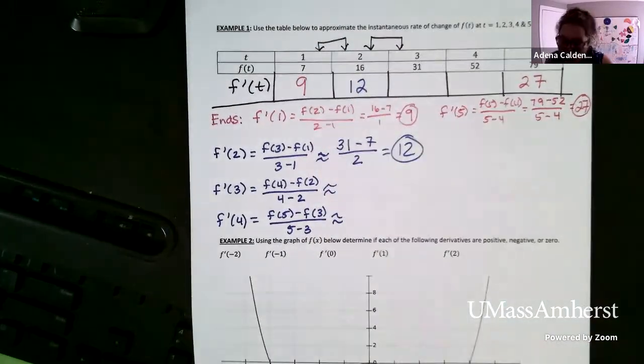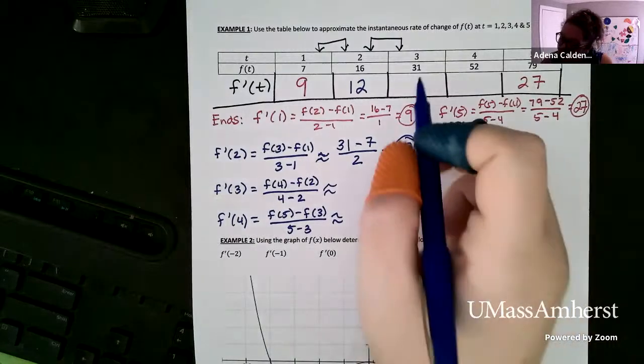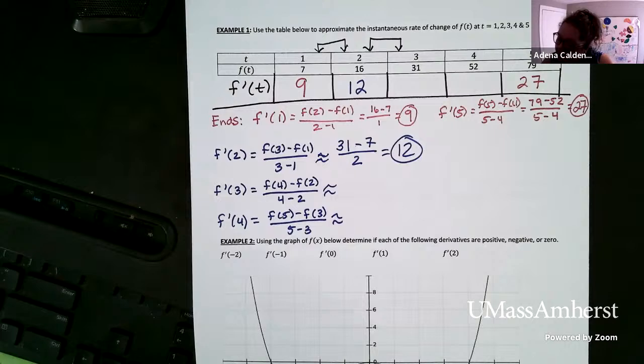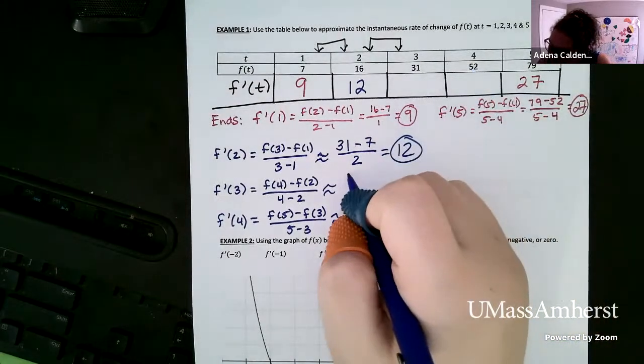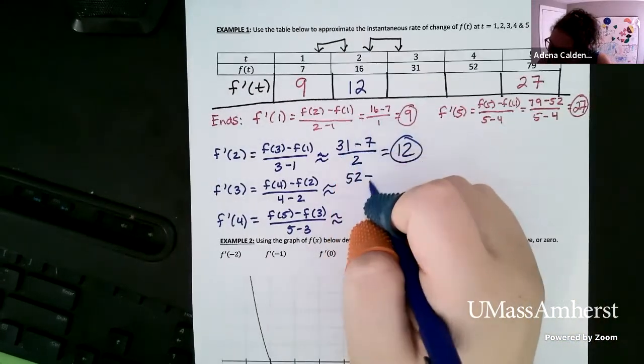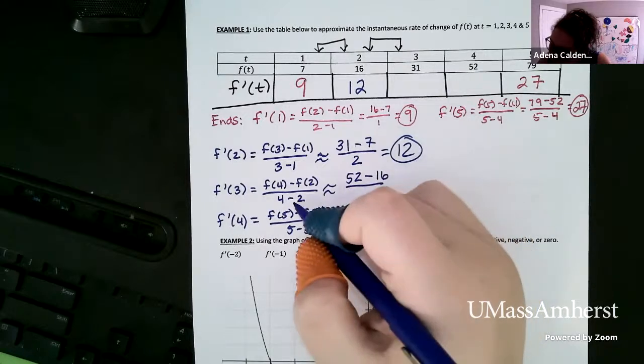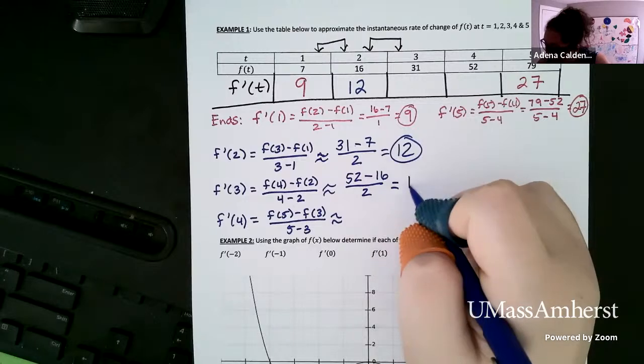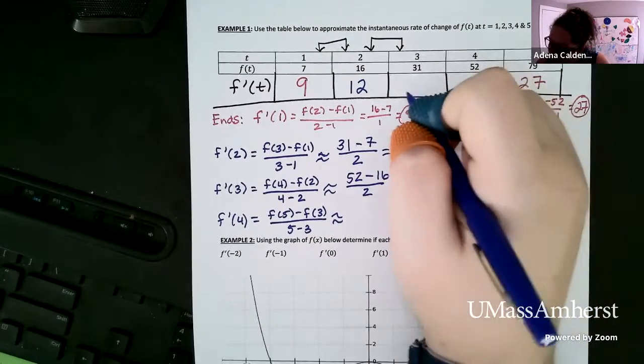Okay, so when we do f of 3, we're going to use f of 4 minus f of 2 divided by 4 minus 2. So f of 4 is 52. F of 2 is 16, divided by 2. It's going to give us 36 divided by 2, which is 18.